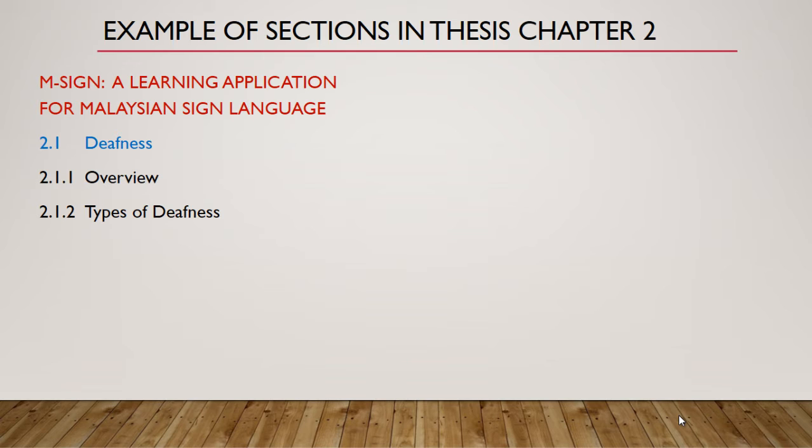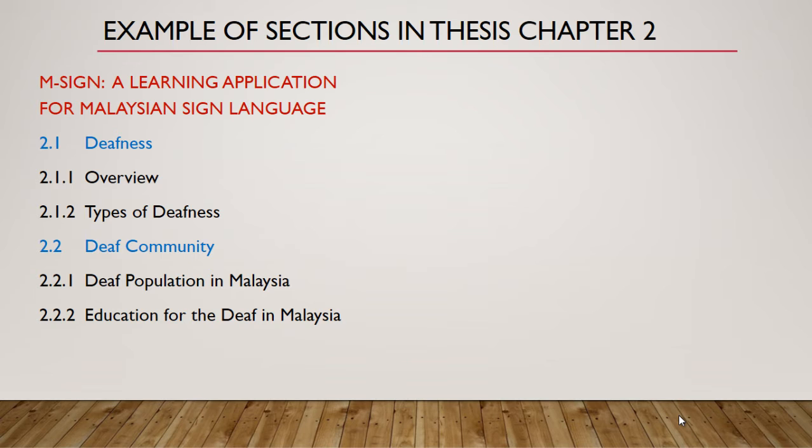Okay, in this chapter 2, based on this thesis, there is part 2.1, which is deafness. Because the research is concerned about how to learn sign language, and sign language is related to the deaf people. So the first part in this example covers the deafness itself, meaning the concept of deafness, and we have subtopics, which is the overview and the types of deafness.